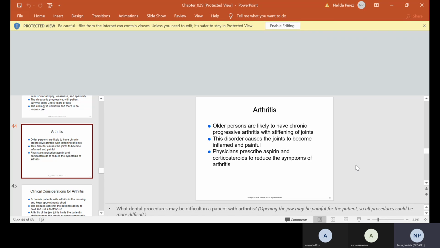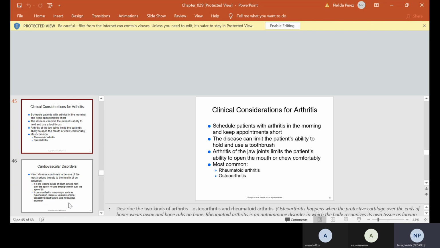Arthritis. Older persons are likely to have chronic progressive arthritis with stiffening of joints. This disorder causes the joints to become inflamed and painful. Physicians prescribe aspirin and corticosteroids to reduce the symptoms of arthritis. And clinical considerations, again, we'll schedule them in the morning and keep appointments short. Now, this disease can limit the patient's ability to hold and use a toothbrush, so we might recommend other things for them to use. There's toothbrushes that have big handles that they can use.